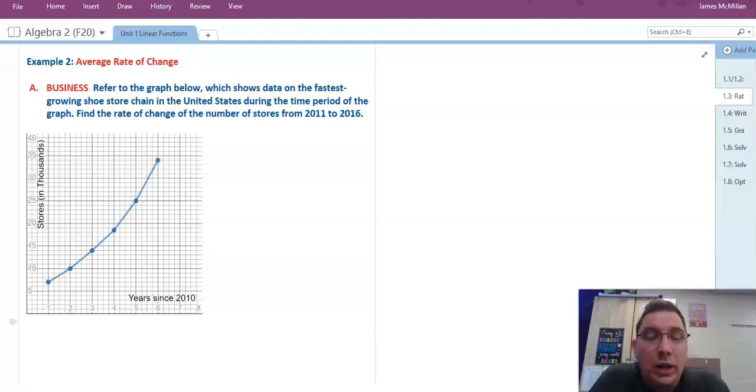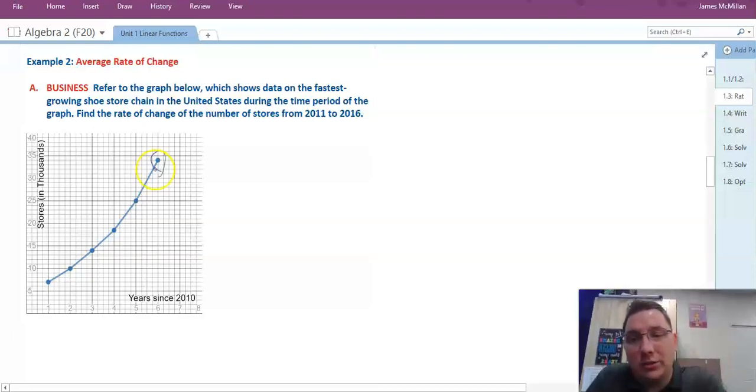And so again, we'll have to find those points on the graph. And so when we're looking at the graph, we're looking at this point because these are years since 2010. So 6 years from 2010 is 2016. So it's this point here.